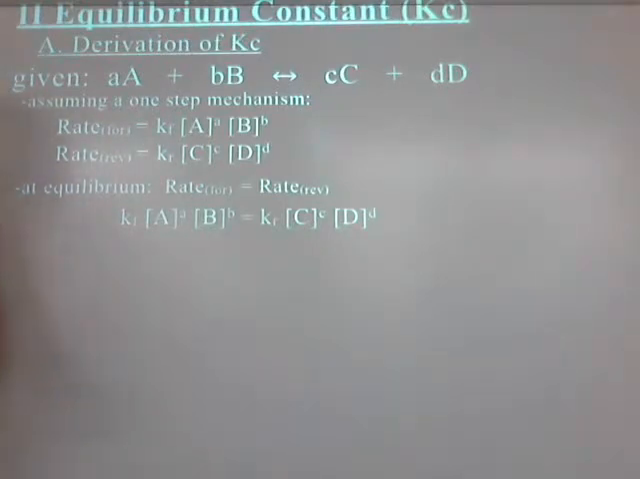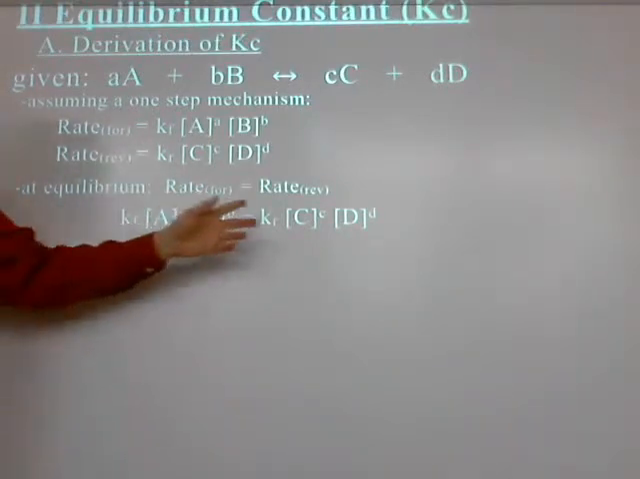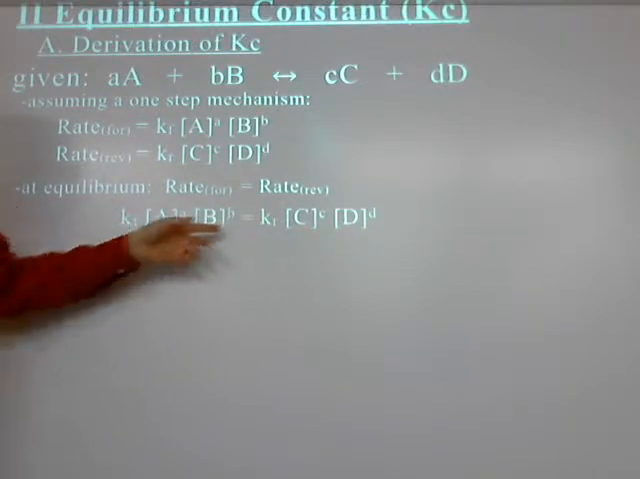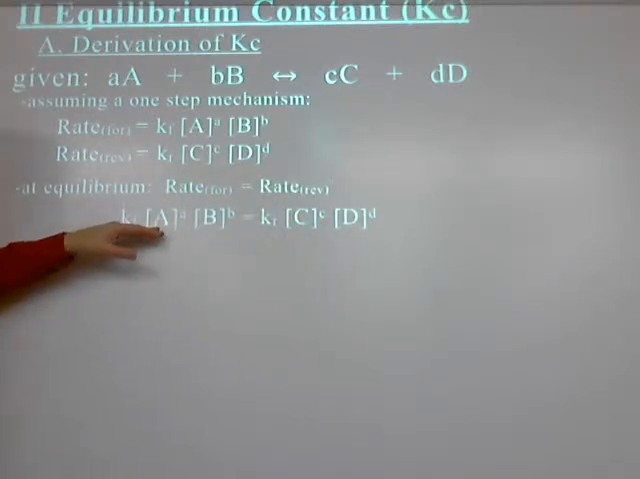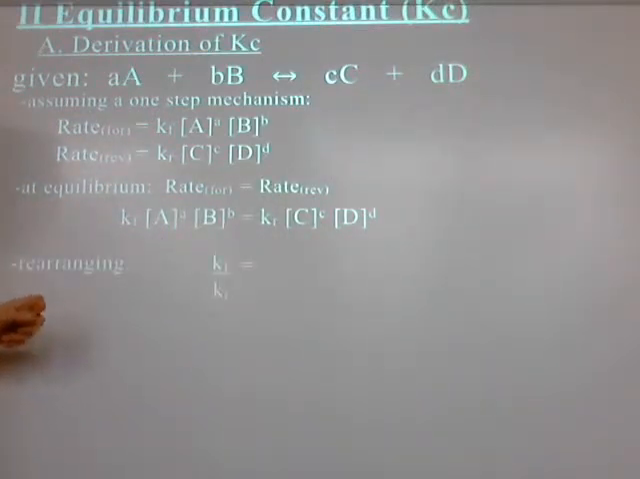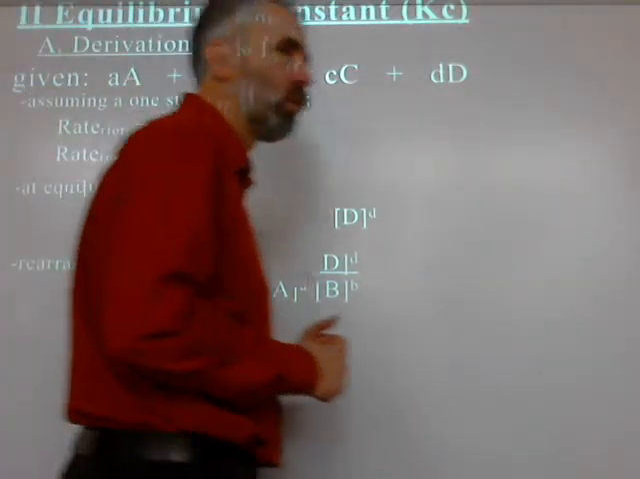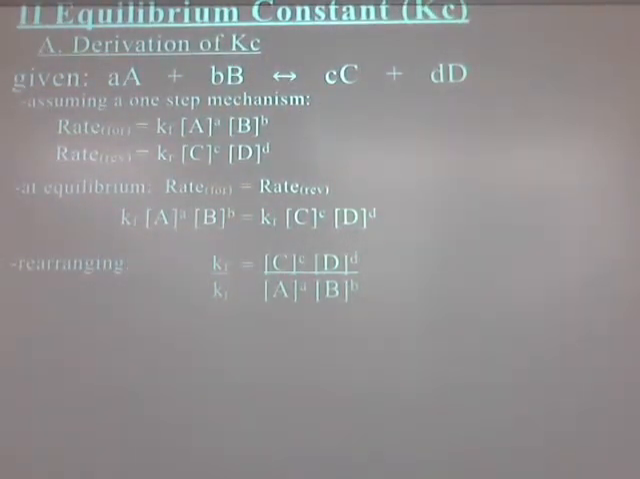If I'm going to bring KR over to this side, I would divide both sides by KR. And I want to bring those guys over there, so I divide both sides by AB. Wouldn't you agree that that's what it would look like? Is everybody okay with that? It's just algebra. I'm not doing any integrations or any calculus here, people. That's just algebra. There's nothing difficult about that.